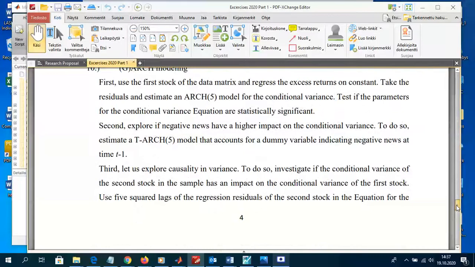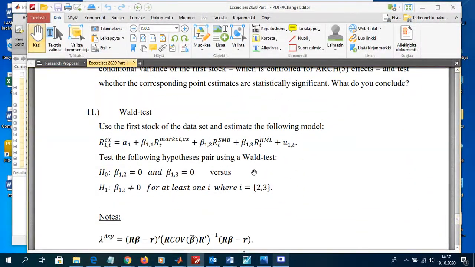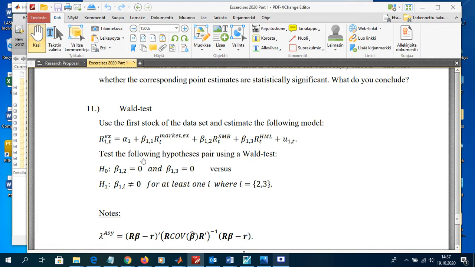But now we want to use the Wald test in a single equation model. So again, we use the first stock of the data set and we estimate the following model. We regress the excess returns of the first stock on a constant, the market factor, the size factor, and the value factor. So we use the simple Fama and French 3-factor model. And because it's a regression equation, we also have the error term or residual term denoted as U1t, the error term of the first stock at time t.